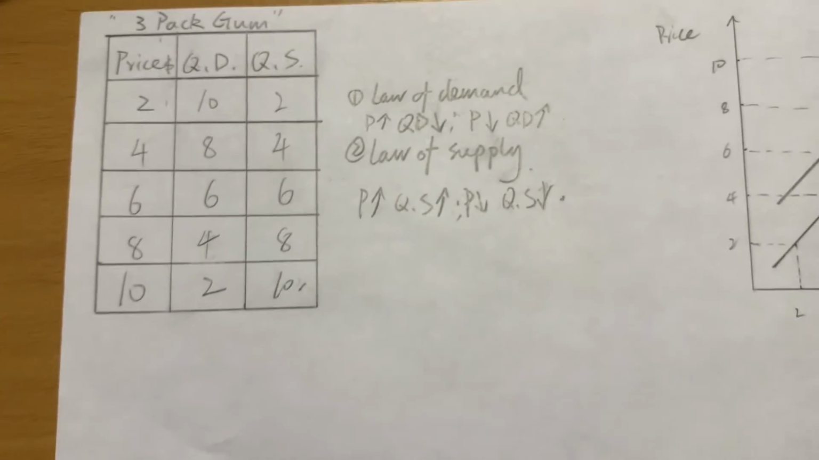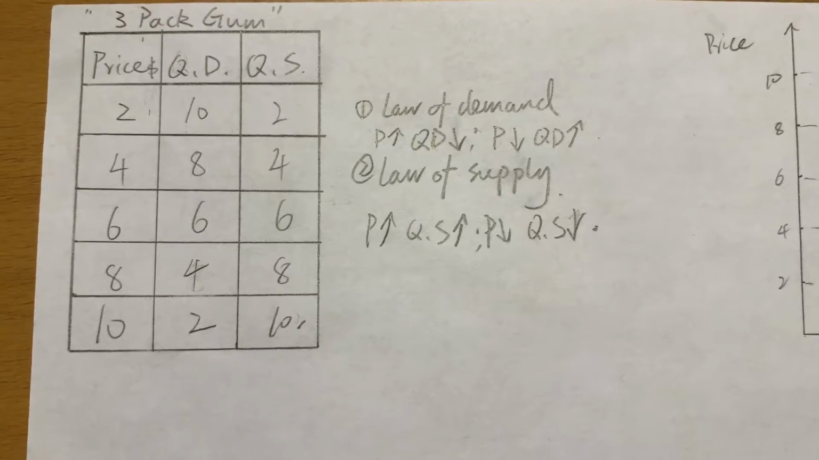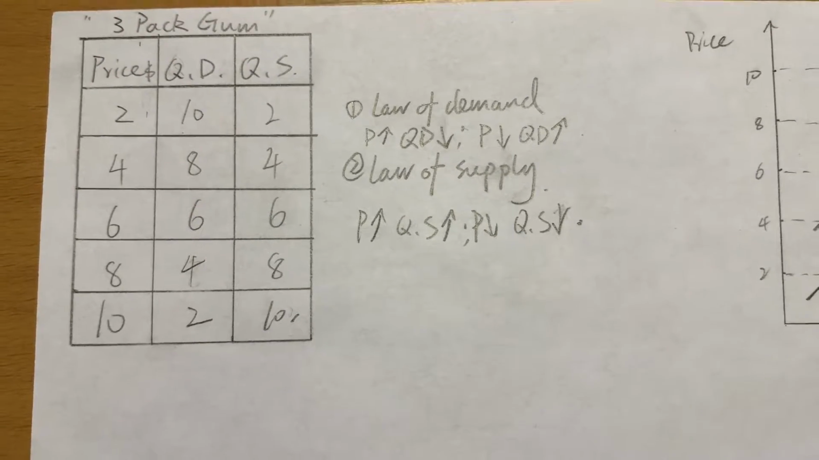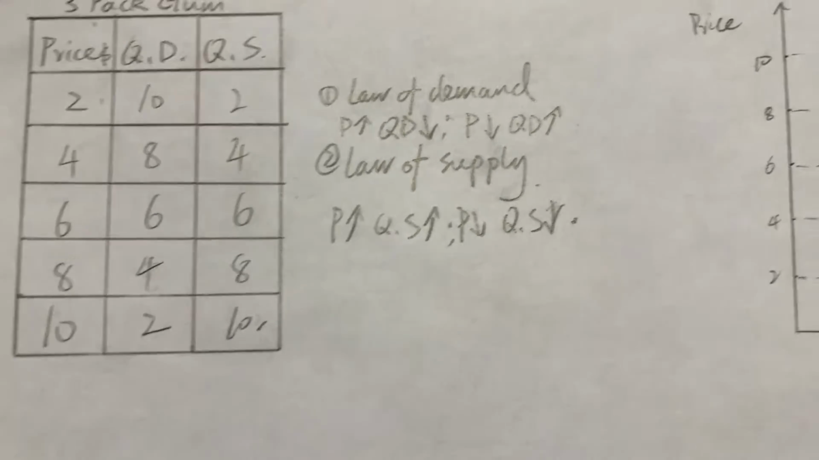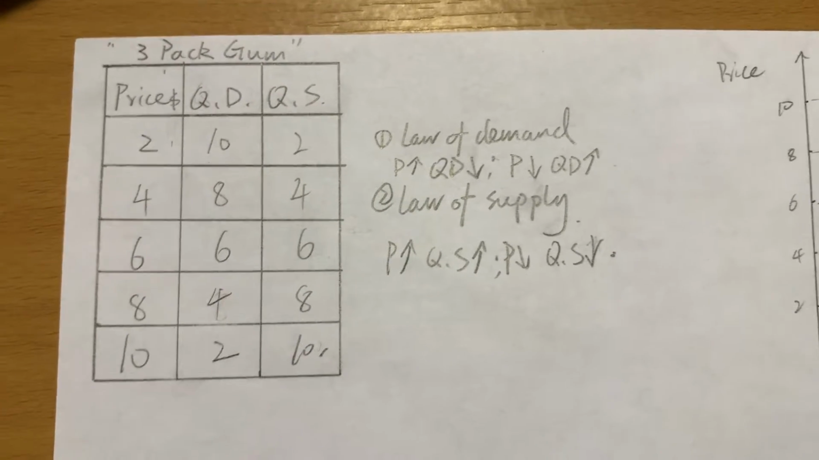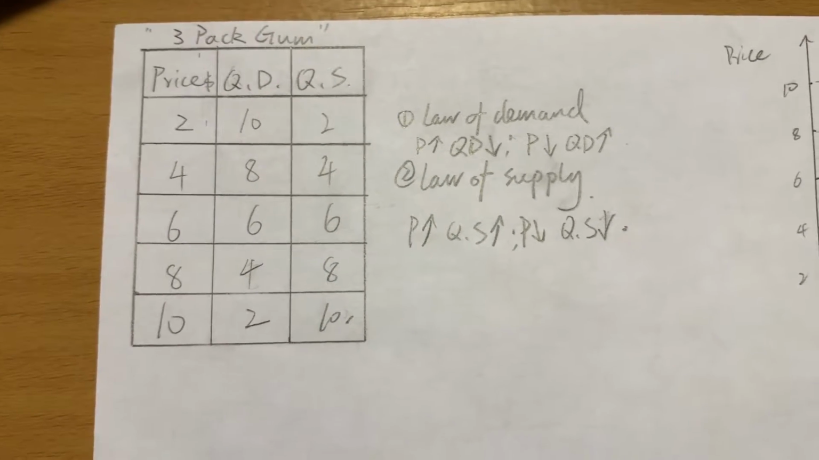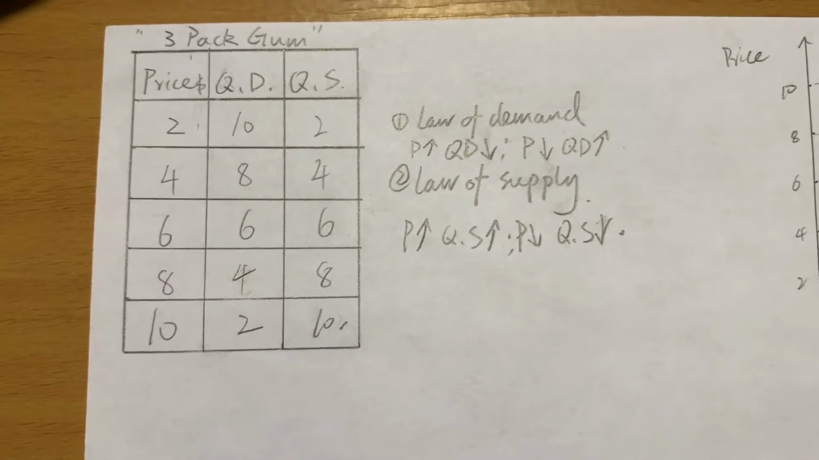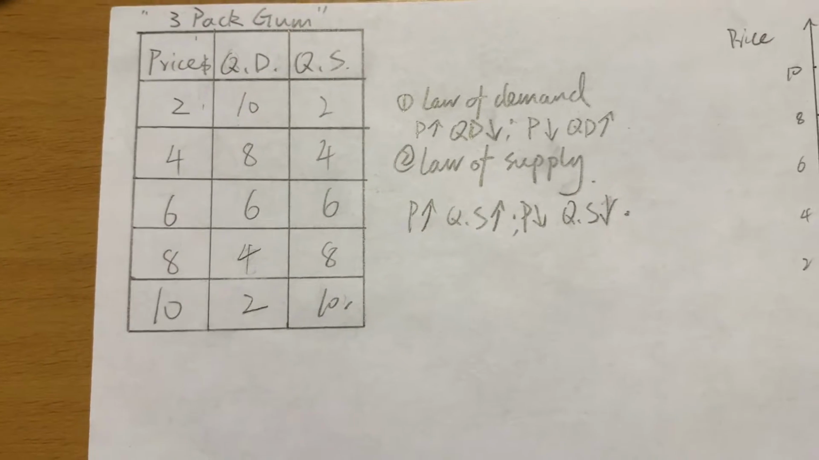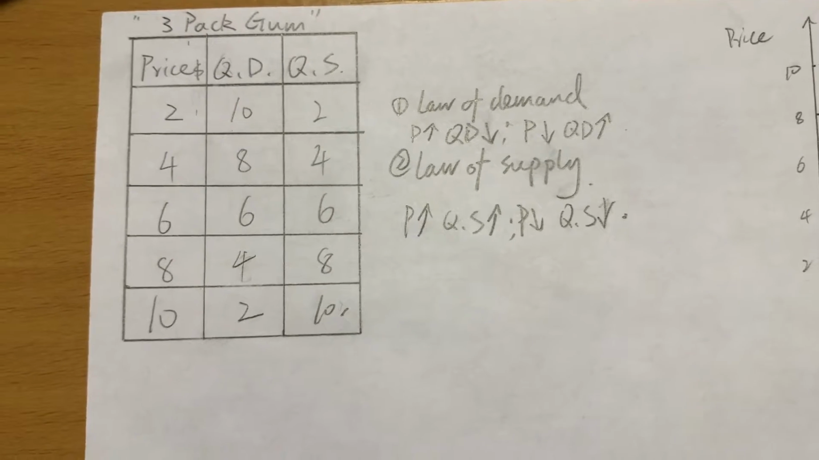And also the relationship between price and the quantity supplied is that they both increase or decrease at the same time. That refers to the law of supply. The price goes up, the quantity supplied goes up. The price goes down, the quantity supplied goes down.